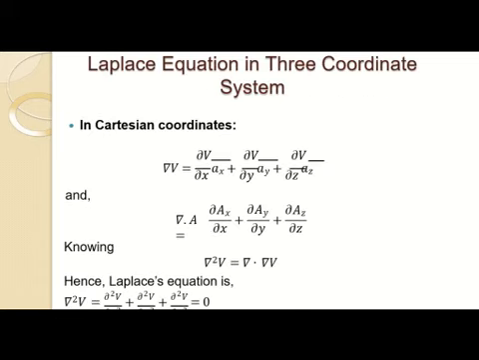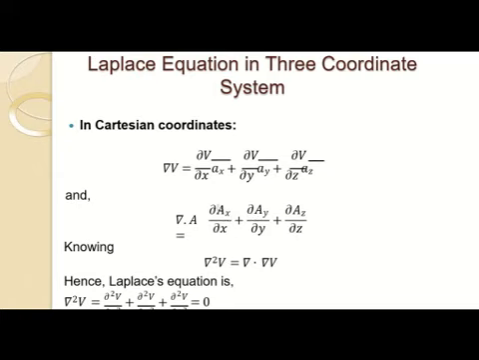Now we'll start the discussion on the Laplace equation in Cartesian coordinates, spherical coordinates and cylindrical coordinates. First we'll start with Cartesian coordinates. Here grad V, grad means del del x, del del y, del del z with ax hat, ay hat, az hat. So from grad V we can write del V by del x ax cap plus del V by del y ay cap plus del V by del z az cap. Now nabla dot A can be written as del Ax by del x plus del Ay by del y plus del Az by del z.